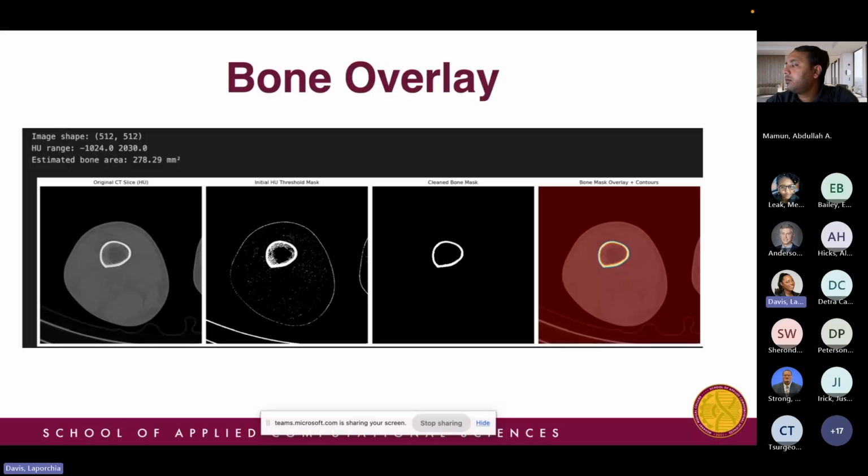Next we have the bone overlay. Here the bone mass is laid over the original CT image slice, and this helps visually confirm that the segmentation is actually isolating the bone structure.